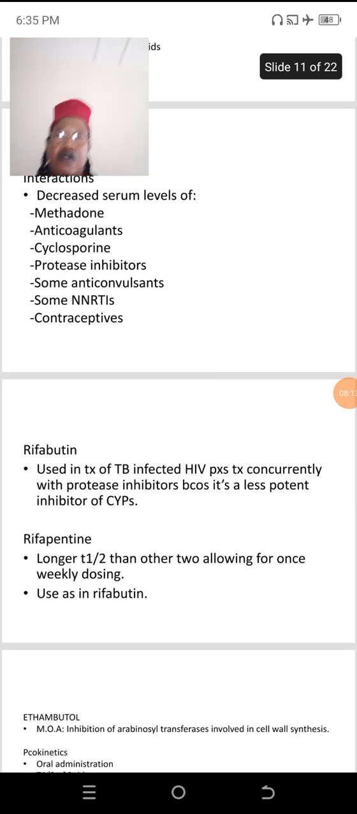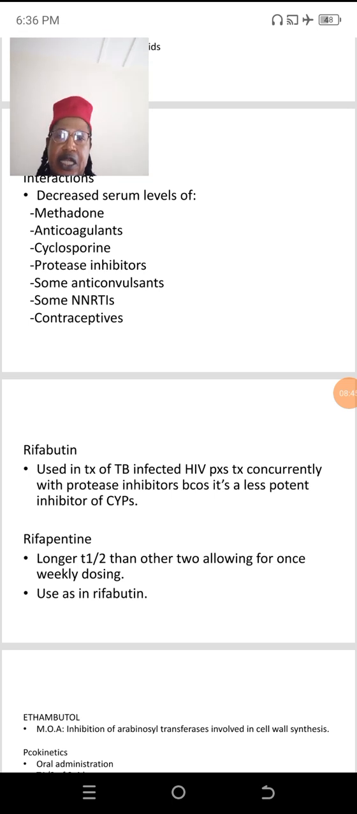Rifabutin. Rifabutin, as we mentioned earlier, is a rifamycin. It is used in the treatment of tuberculosis in HIV positive patients who are treated concurrently with protease inhibitors because rifabutin is a less potent inducer of CYPs. That inhibitor should be inducer, not inhibitor.